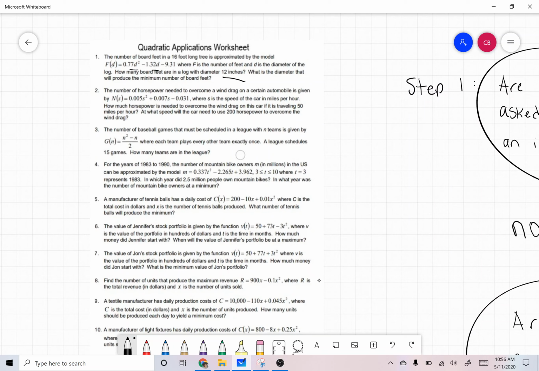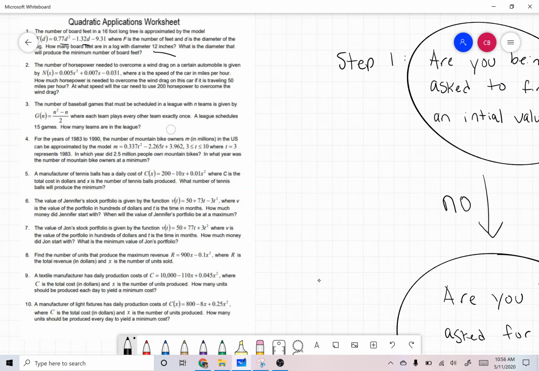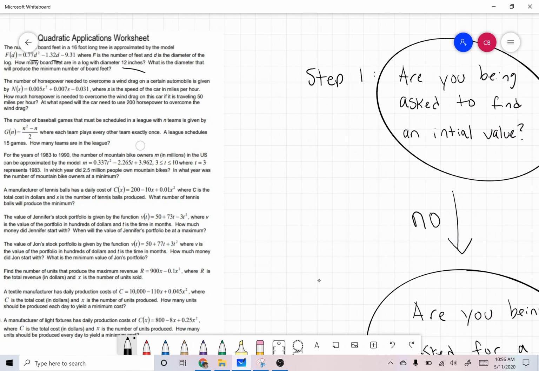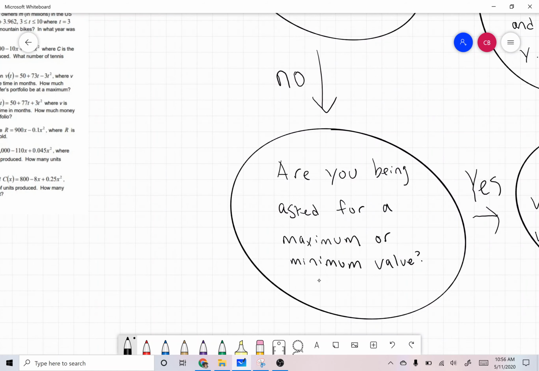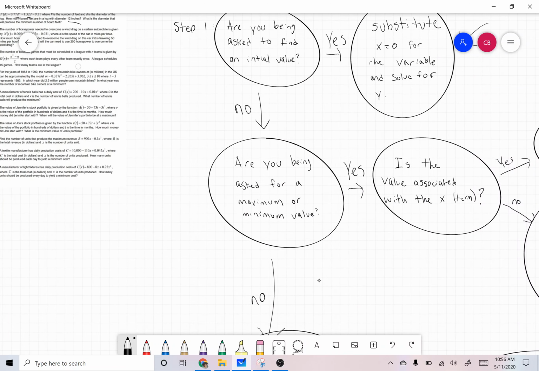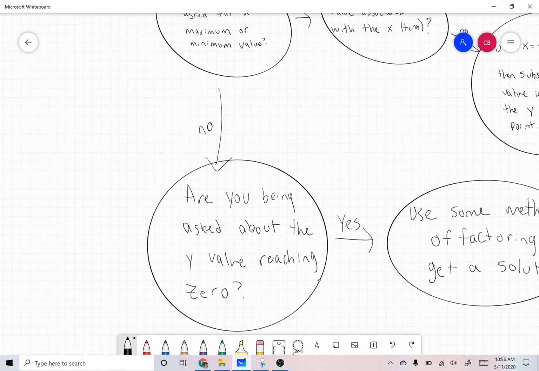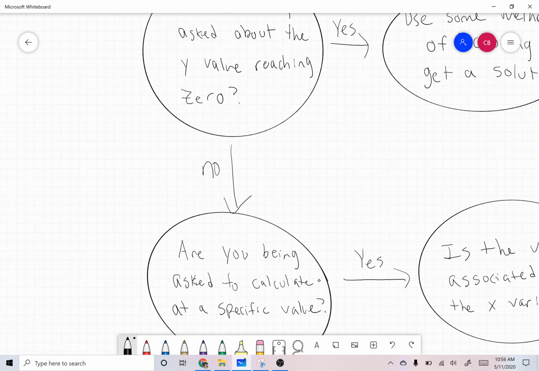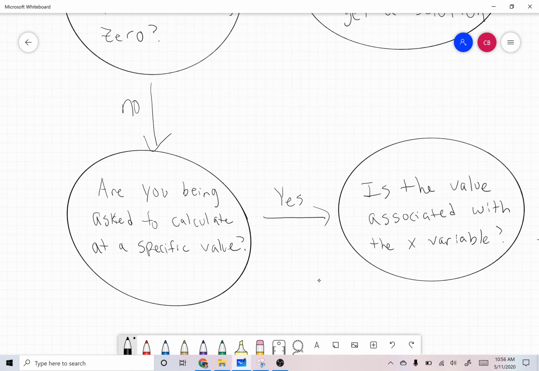Okay. If we look at the next problem, how much horsepower is needed to overcome a wind drag on this car if the car is traveling 50 miles per hour? So they've given you a value. S is obviously the speed. N is the number of horsepower. And so if we wanted to use this, we're being given a speed. So we're answering no to the first one, the second one, the third one, and then we are being asked to calculate a specific value.